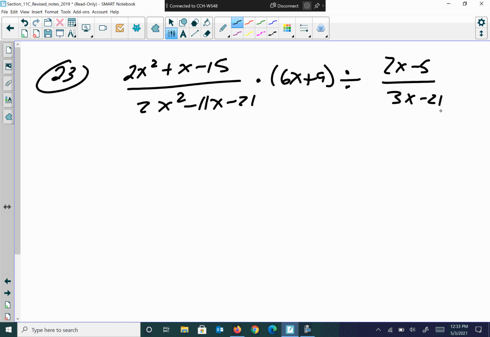All right, the biggest mistake that takes place with these kind of problems, people see 2x squared on top and bottom and they're like, sweet, they cancel. No, you can't do that. You have to factor them first.